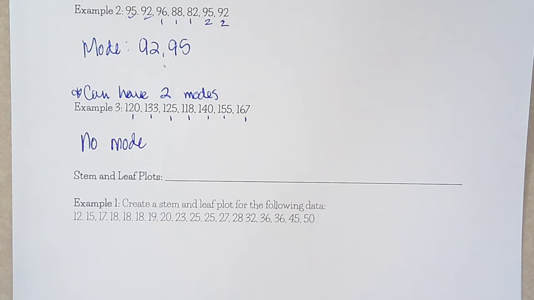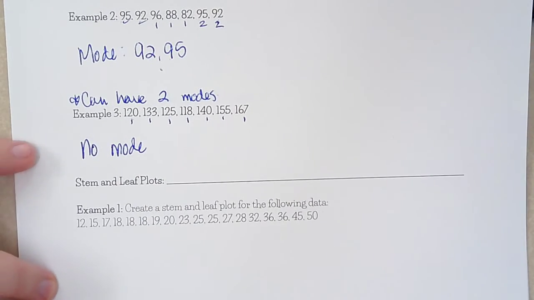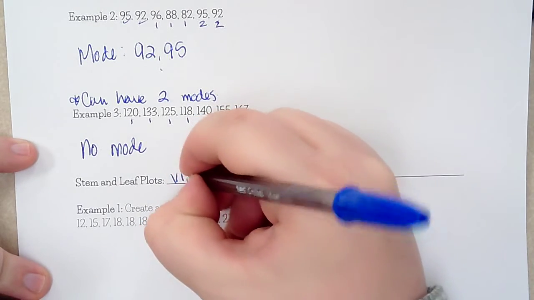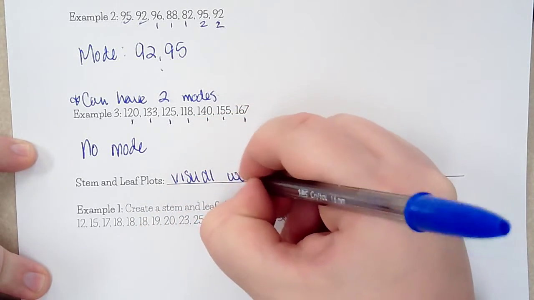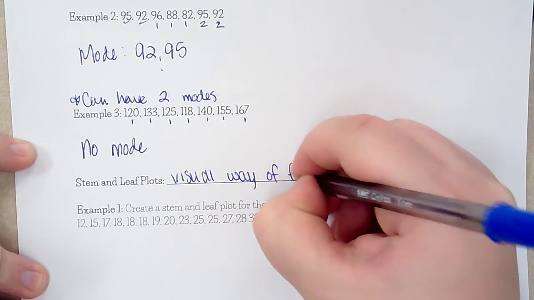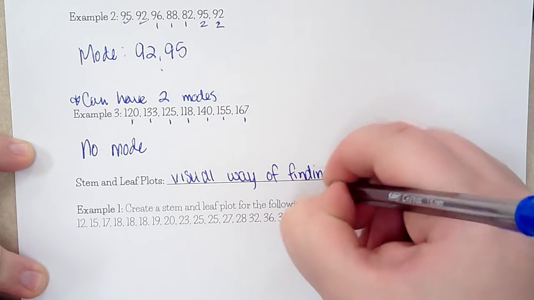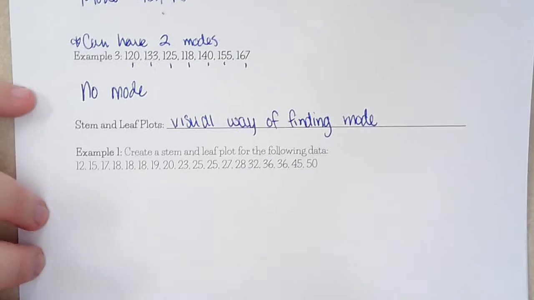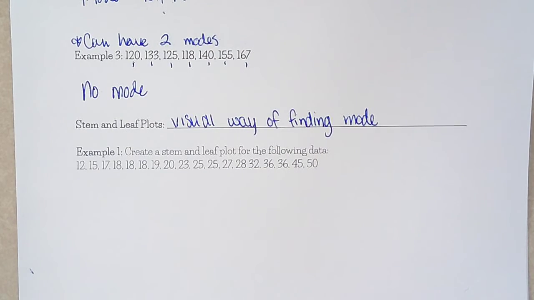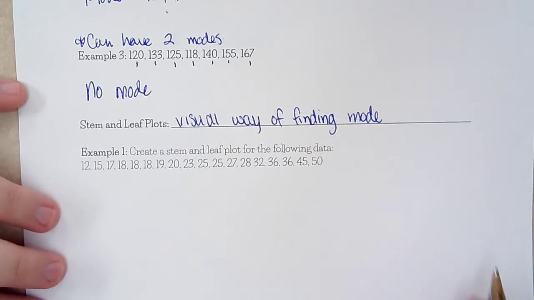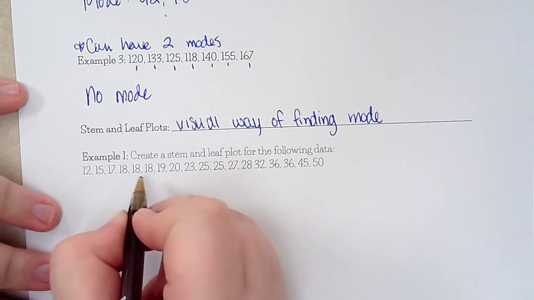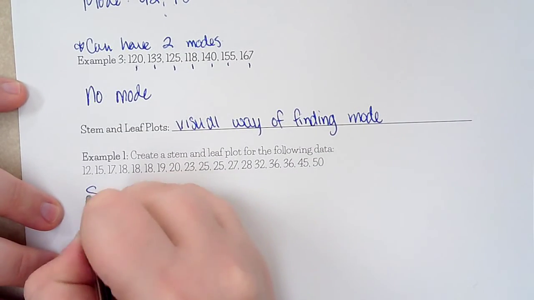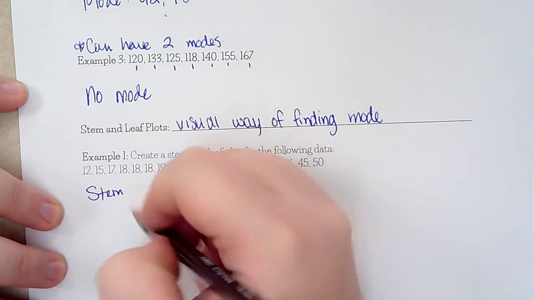All right, last thing on this agenda is the stem and leaf plots. So stem and leaf plots are a visual way of finding mode. Our stem is always going to be our tens place, or our highest value place. And then our leaf is always going to be our ones place, or our lowest value. And it looks something like this.